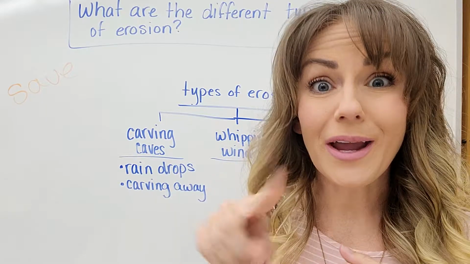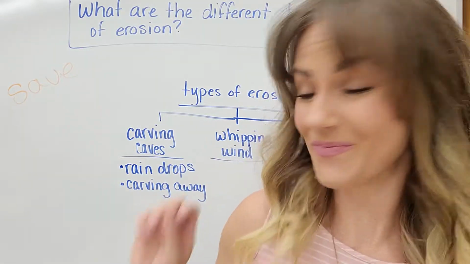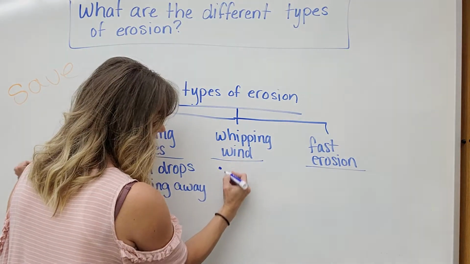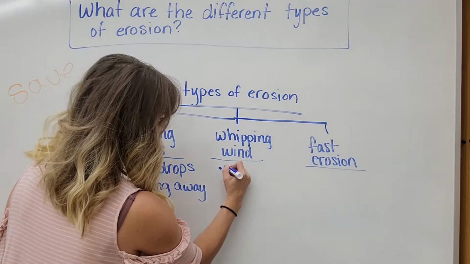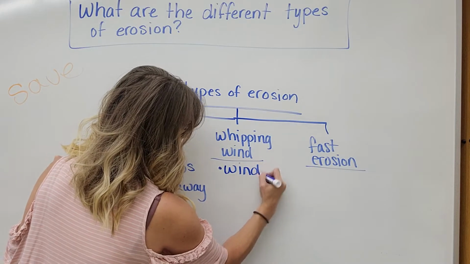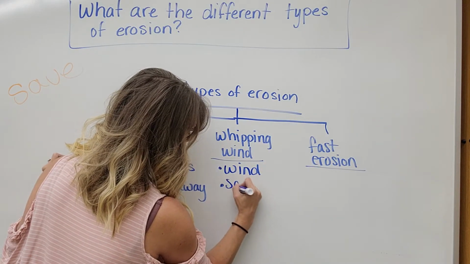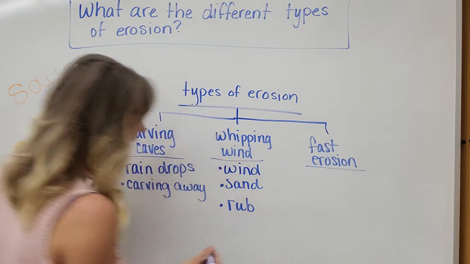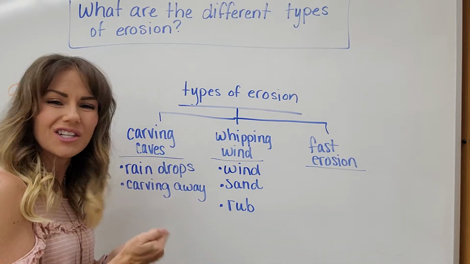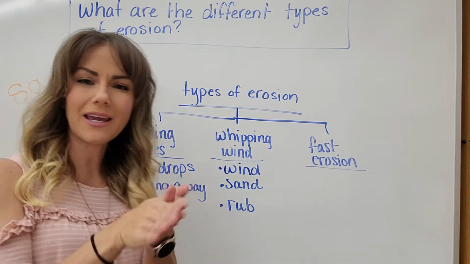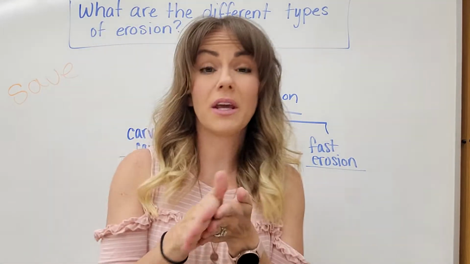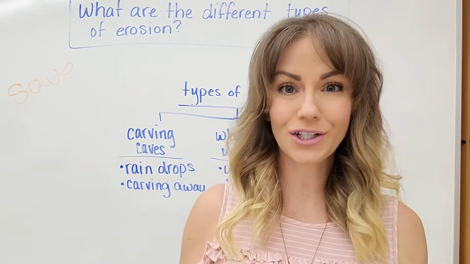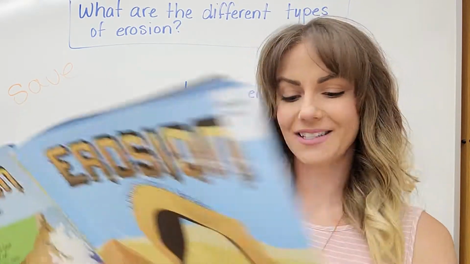Yeah, so let's write wind and sand, because the wind and the sand work together to carve away Earth's crust. So wind and sand. And let's write rub, because that wind and that sand work together to rub against things and make them smooth, make them erode, right? Change their appearance, change the way they look. The wind and the sand together.